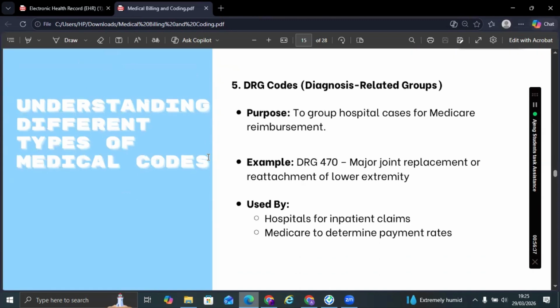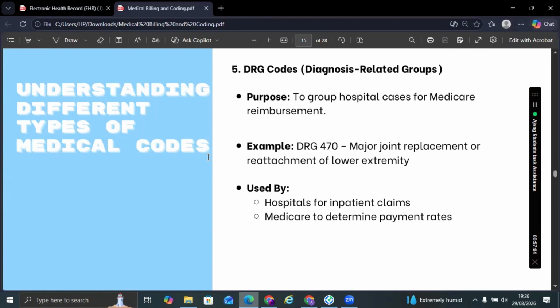Okay, Diagnosis-Related Groups. The purpose is to group hospital cases for medical reimbursement. Example, DRG 470 is for major joint replacement or reattachment of the lower extremity. Used by hospitals for inpatient claims, and then Medicare to determine payment rates.